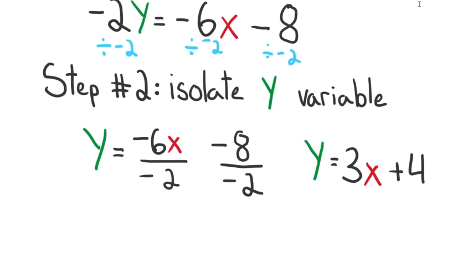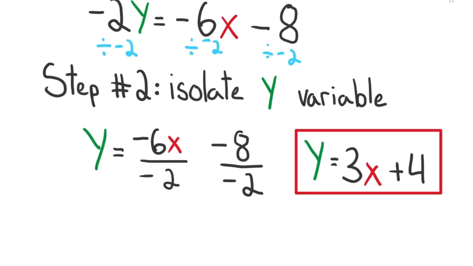We now have a slope intercept form. This slope intercept form clearly has a slope m of 3, and a y-intercept at 4, meaning when x is 0, y is 4, the slope intercept form.